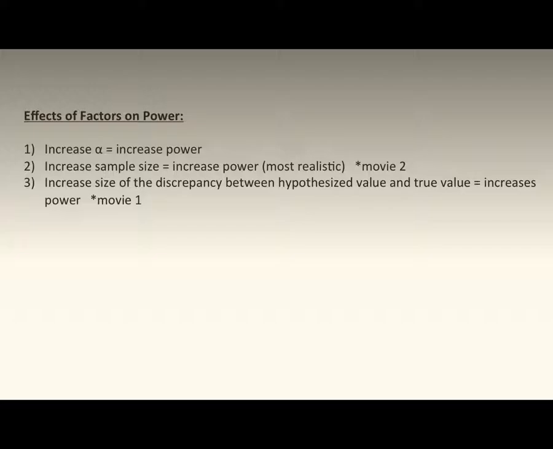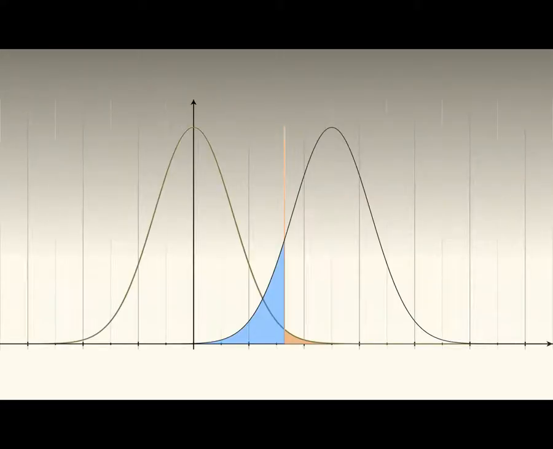I did have 2 little clips to show you, but they're not working. Third one is you're going to increase the size of the discrepancy between the hypothesized value and the true value. Okay, so here's what I mean by that. We go back to this. Here is our null. Here is the true value. If I make that difference bigger, so if I take the true value and I bring it to the right, what's going to happen to beta? It shrinks. So the power is going to go up.